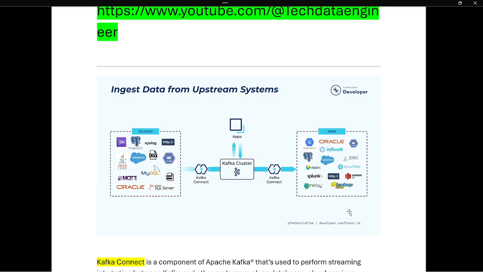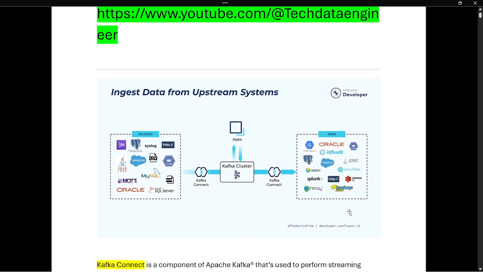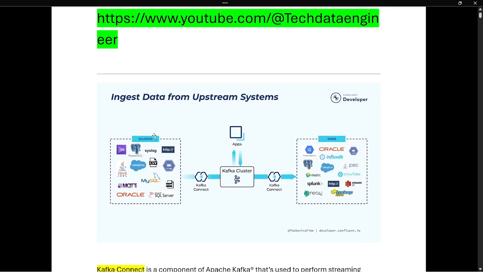So in this video, we will see what is Kafka Connect. Kafka Connect is basically a free, open source component of Apache Kafka that serves as a centralized data hub for simple data integration. In this example, there is a source system like syslog, MySQL, SQL Server, Oracle, and there is a destination system that is called sink. So how are we integrating the data from source to sink? With the help of Kafka Connect.